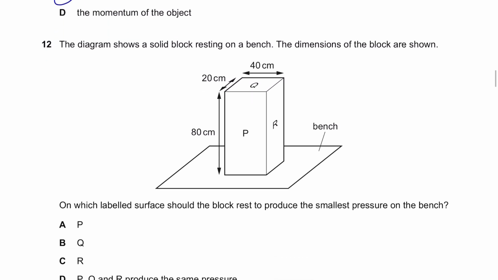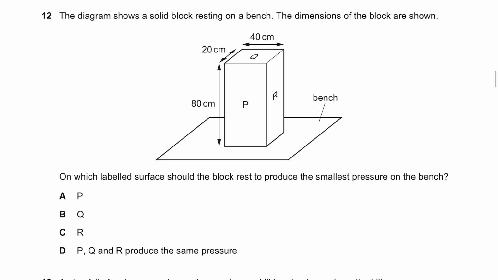Question 12. The diagram shows a solid block resting on a bench. The dimensions of the block are shown. On which labeled surface should the block rest to produce the smallest pressure on the bench? Pressure equals force divided by area, and since force is going to stay constant, if you want the smallest pressure, then you need to have the largest area possible.